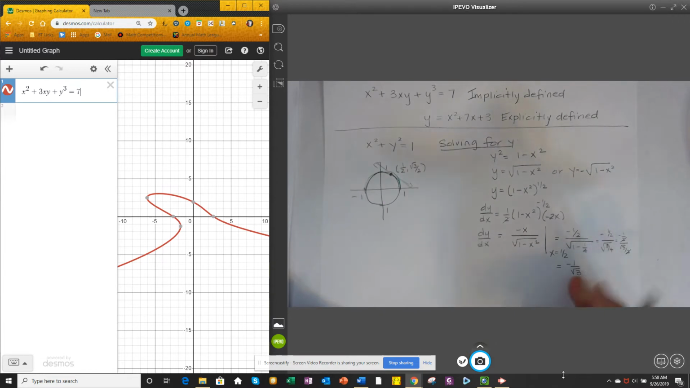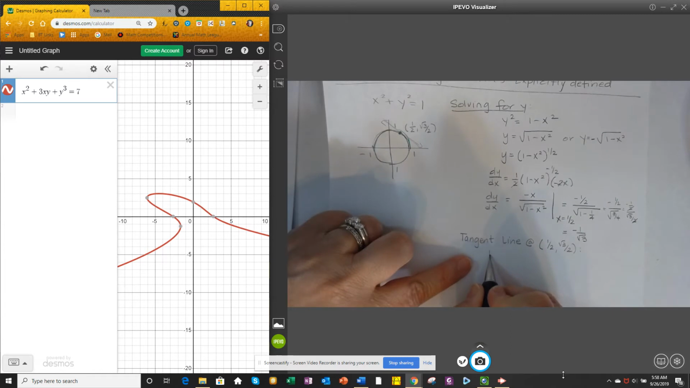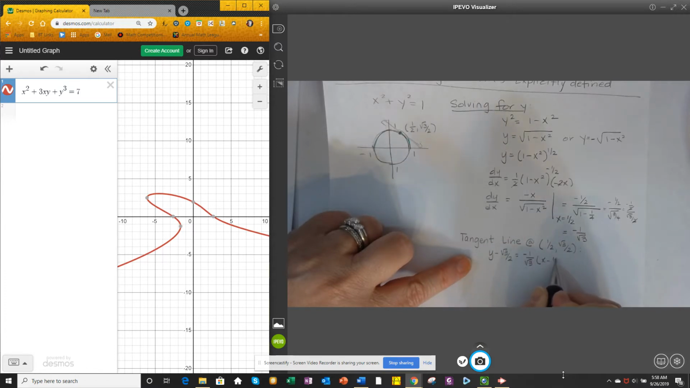All right, so we have the slope now, and we can find the tangent line at our point 1/2, root 3 over 2, by using point slope form. And so we say y minus root 3 over 2 equals the slope, which is negative 1 over root 3, times x minus 1/2.